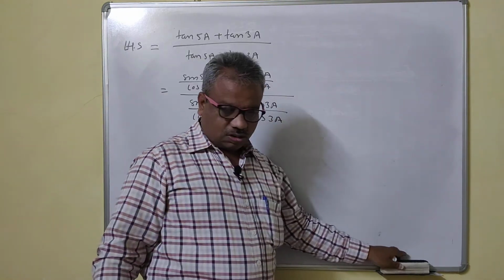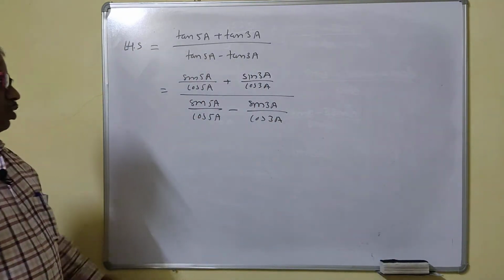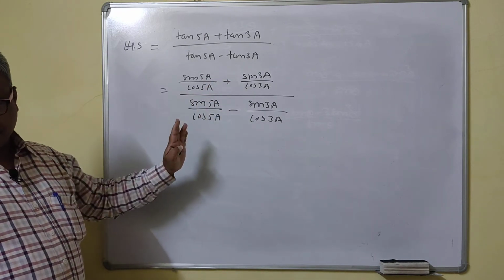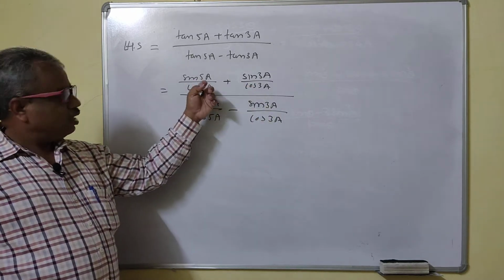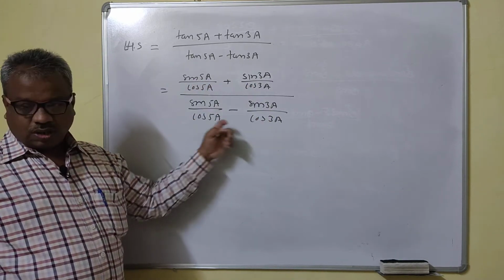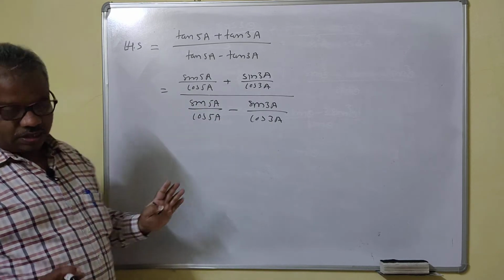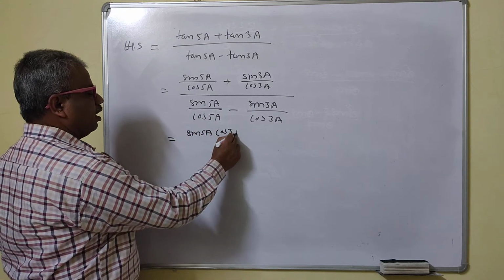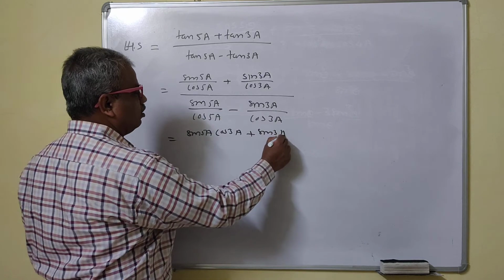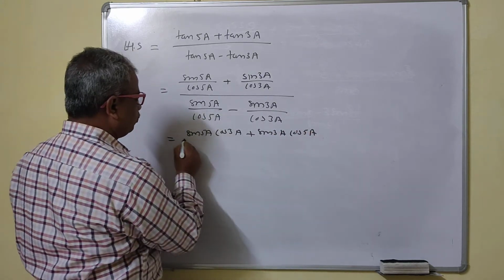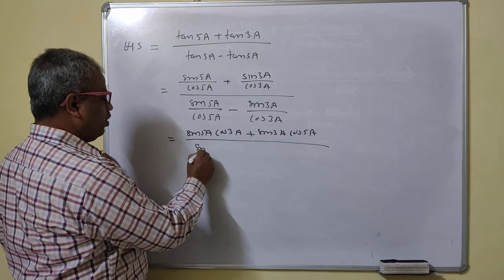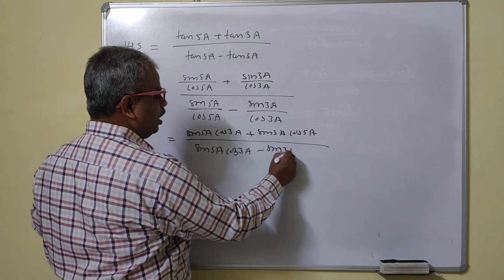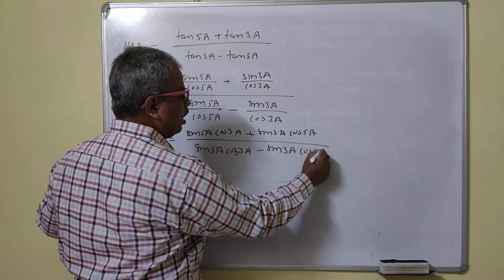Now see the denominator and numerator, right? If you take the cross multiplication, both the denominators are the same now, right? So your denominator is what? Cos 3 into cos 5. This is also cos 3 into cos 5, so they get cancelled. Only collect the numerator just by cross multiplying. So this is sin 5a cos 3a plus sin 3a cos 5a upon sin 5a cos 3a minus sin 3a cos 5a.